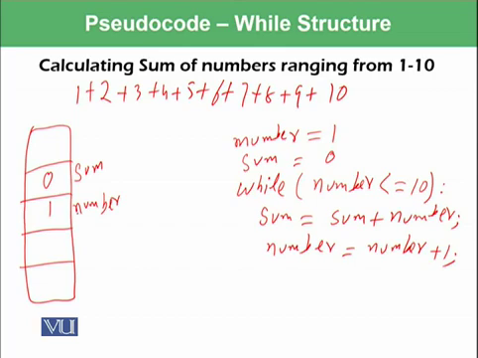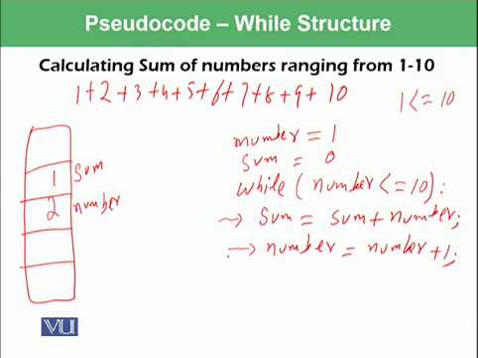Initially we have number 1, sum is 0. While number is less than or equal to 10: 1 is less than or equal to 10, the condition is true. It comes over this statement: sum is assigned sum plus number. So 0 plus 1 is 1, which will be stored in the sum. And then the next statement is number is assigned number plus 1. So number will become 2.